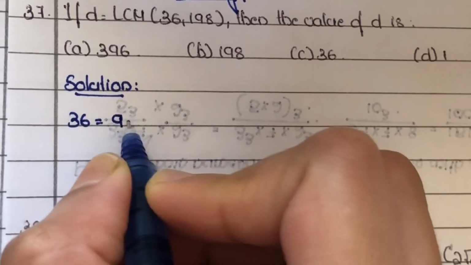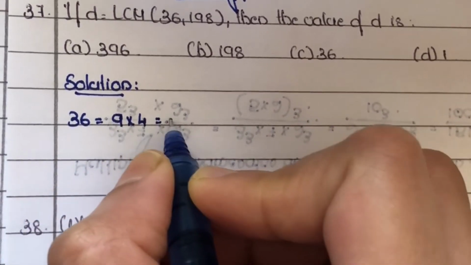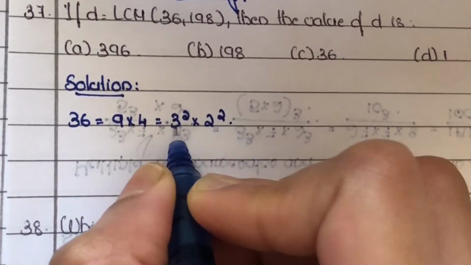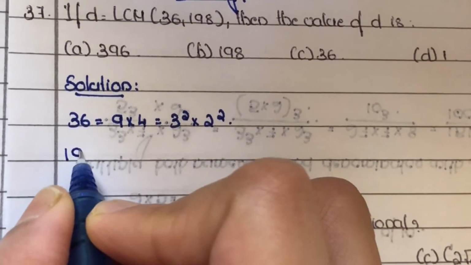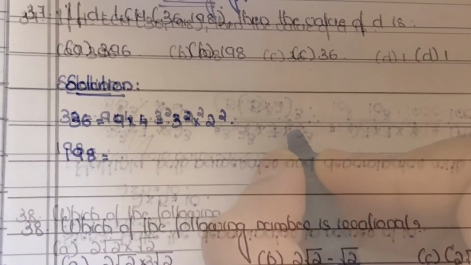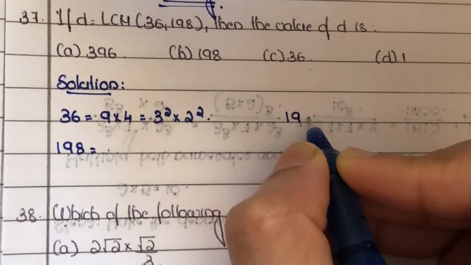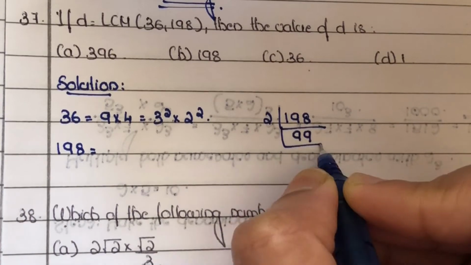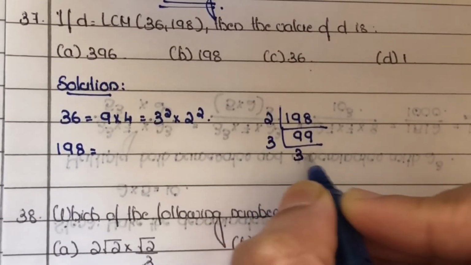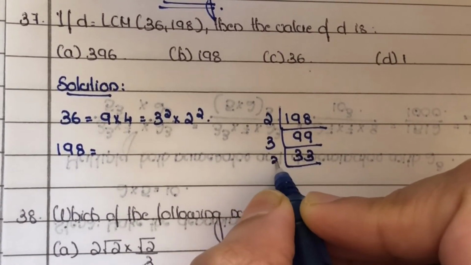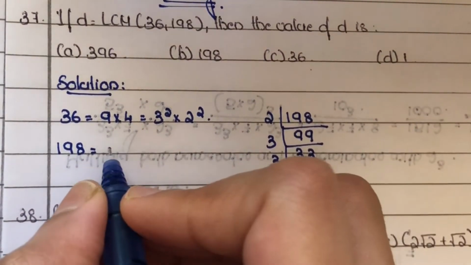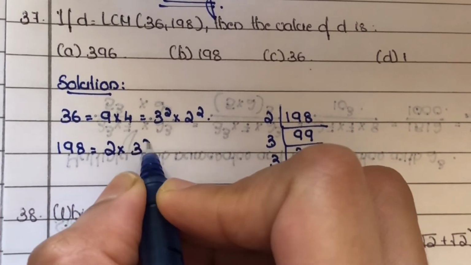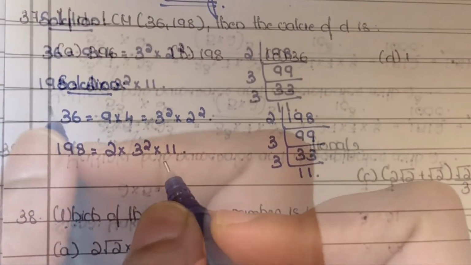36 equal to 9 fours are 36, right? That is equal to 3 raised to 2 into 2 raised to 2. These are the prime factors. Now 198 equal to 198 divided by 2, 99 divided by 3, 33 divided by 3, again 11. Okay, so prime factors 2 into 3 raised to 2 into 11.